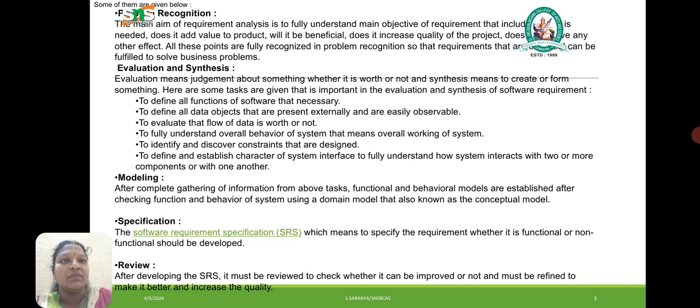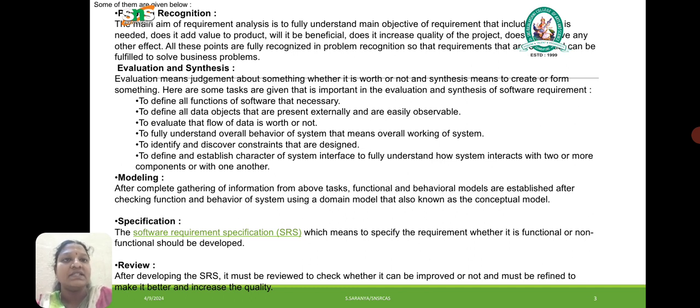The main aim of requirement analysis is to fully understand the main objective of the requirement, which includes the user needs. Does it add value to the product? Will it be beneficial? Does it increase the quality of the product? Does it have any other effect? All these points are fully recognized in problem recognition, so that the requirements can be fulfilled to solve the business problem. Evaluation and synthesis.